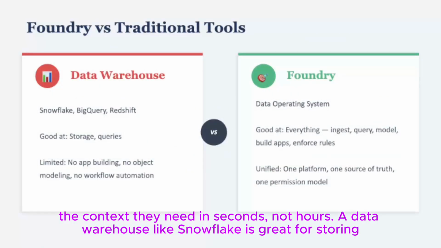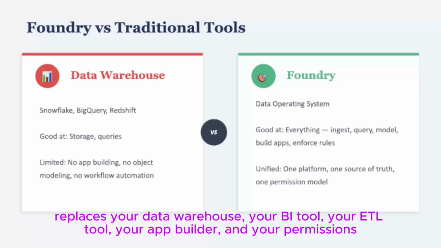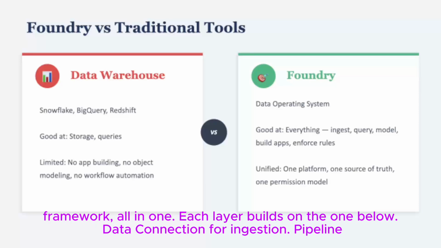A data warehouse like Snowflake is great for storing and querying data, but it's a tool for analysis. Foundry is a platform for the whole organization. It replaces your data warehouse, your BI tool, your ETL tool, your app builder, and your permissions framework, all in one.